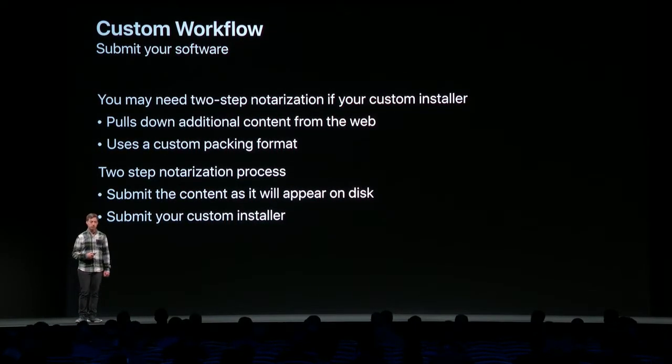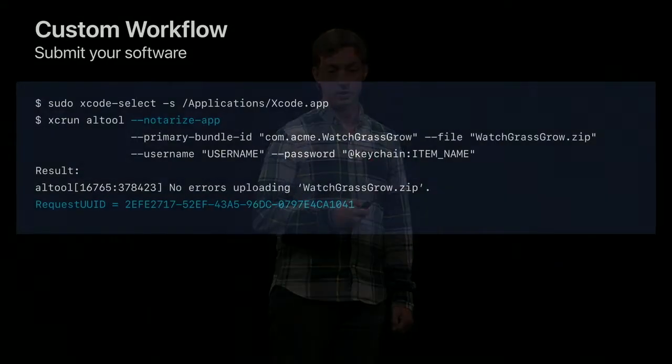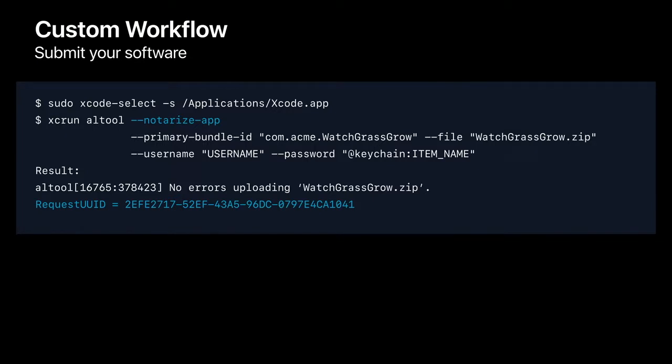So now that you know what you want to submit to the notary service, how do you actually do it? Well, Xcode 10 and newer contains a command line tool called altool that's generally used for interacting with the notary service. If you do have multiple versions of Xcode, you'll want to use xcode-select to make sure that you've selected Xcode 10 or later. And then you can use altool with the notarize-app command. With that, you'll need to pass in the primary bundle ID along with the file that you want to upload. You will need to authenticate with your Apple ID, but if you look at the man page, you'll see the options for using the keychain or environment variables, so you don't need to always type in your password.